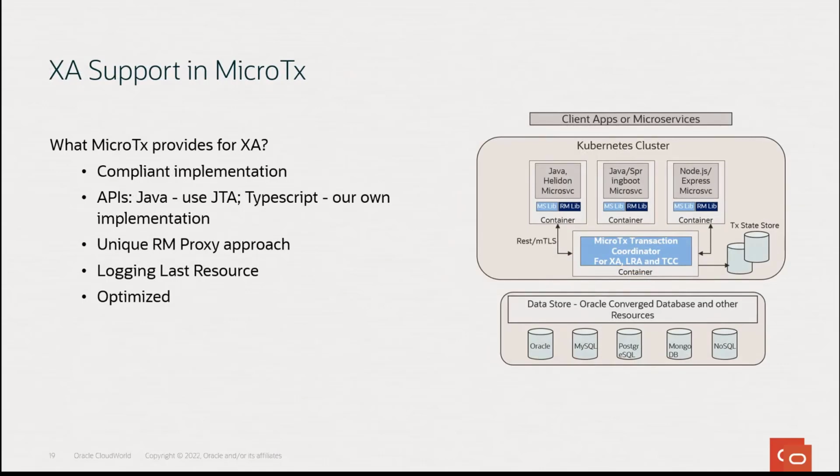As well, we're supporting some optimizations for XA. One in particular is what's called the logging last resource that allows a non-XA resource manager to participate in an XA transaction. And it's been highly optimized. So we do a number of optimizations around collapsing the commit tree if we can, by noticing which resource manager each transaction participant is using, and try to cut down the number of branches if possible.